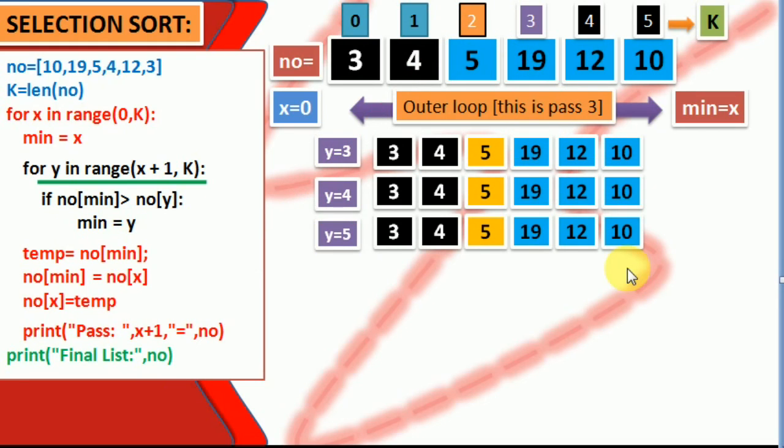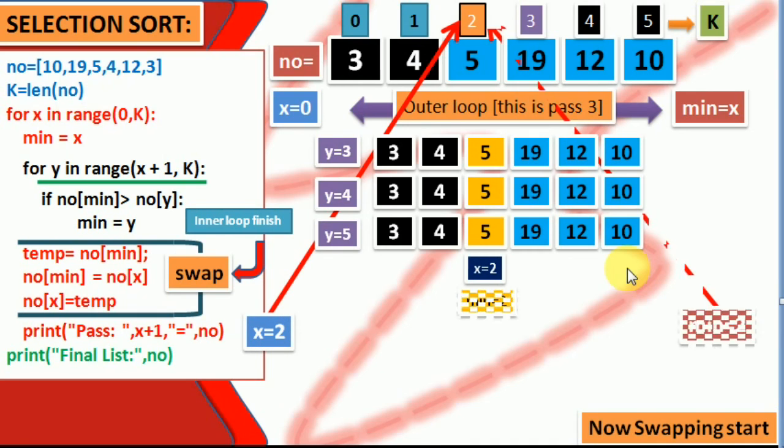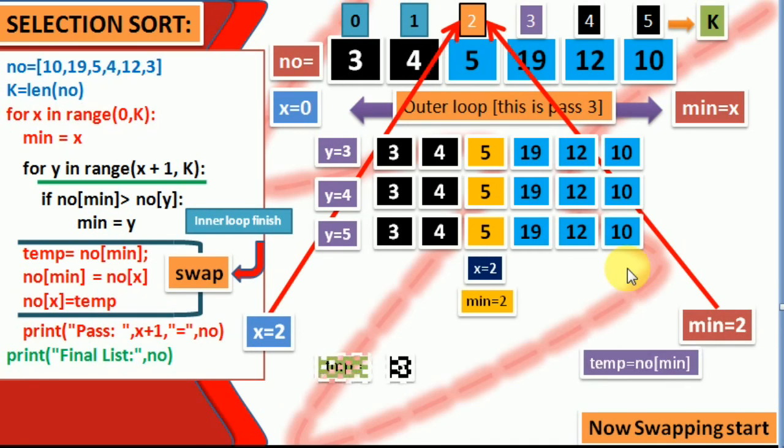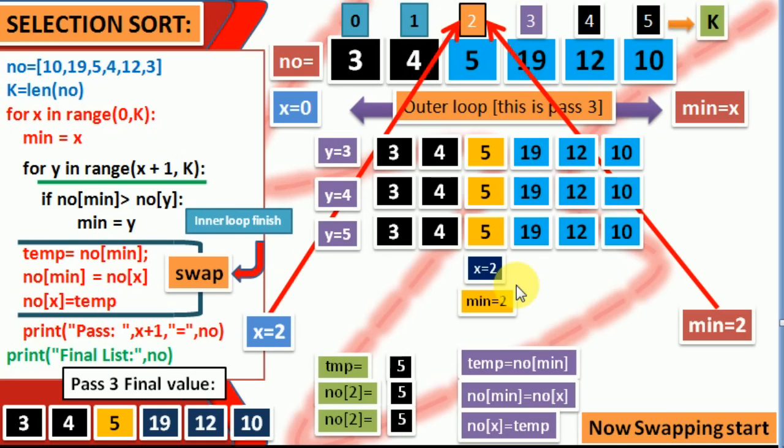Now the loop is finished. It will come out of the inner loop. Now these 3 lines of swapping are going to be read out. So x is sitting at 2, min is sitting at 2. It means nothing is going to happen. Temp equals 5, A of 2 equals 5, and A of 2 again equals 5. Means the value remains as it is. So the final past 3 values are 3, 4, 5, 19, 12 and 10.